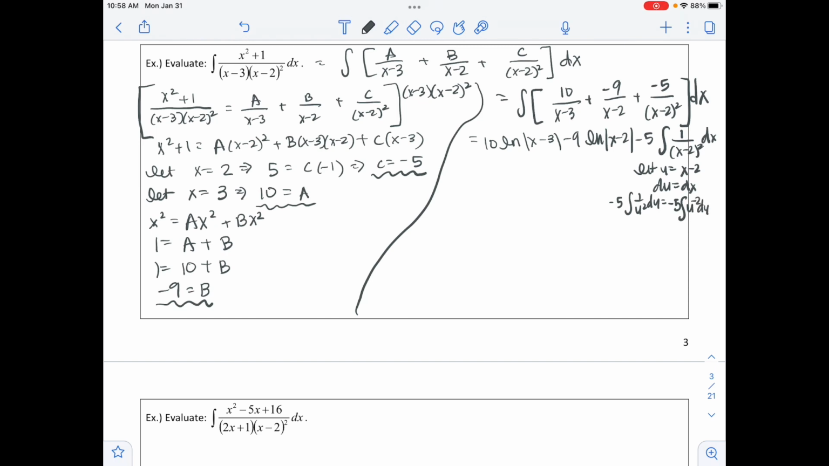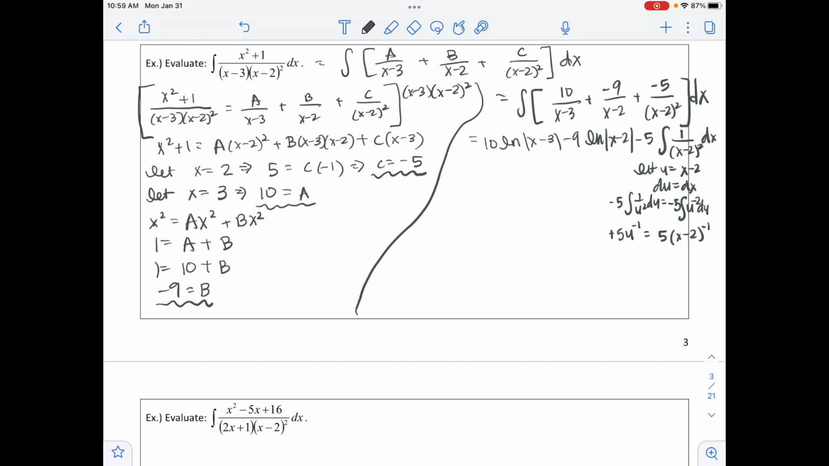So integrating this, we're going to end up with -5 times u to the -1st times -1, which would make this a +5. And then back subbing in, we're going to have 5 times, and then u we defined as x minus 2, to the -1st.